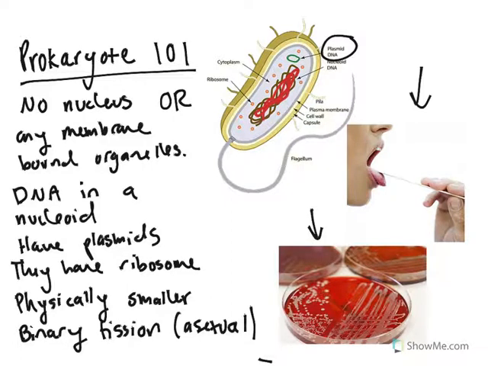So when the doctor takes that swab, they rub it on the agar plate, they let it sit. Then they'll analyze the various cultures and colonies that grow and see if you actually have strep or maybe it's allergies or something else. And this is pretty much a rundown of what makes up a prokaryotic organism. So no nucleus, DNA is in a nucleoid region, they got plasmids, they have ribosomes, they're small, and they divide using binary fission.